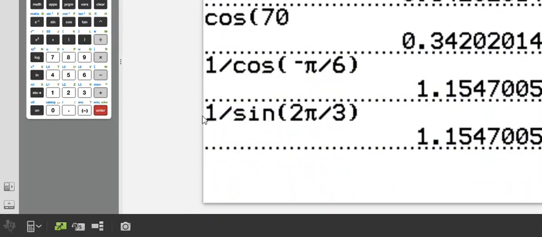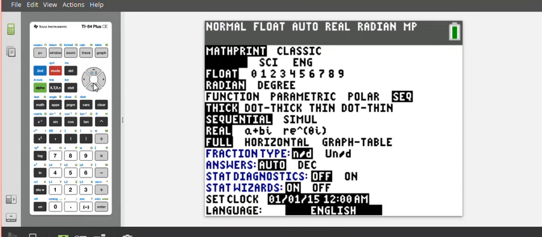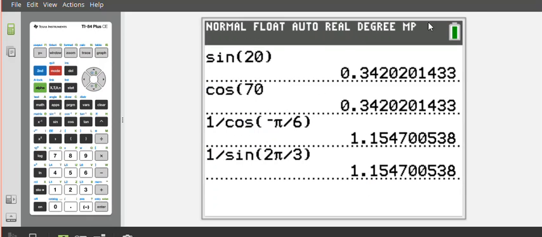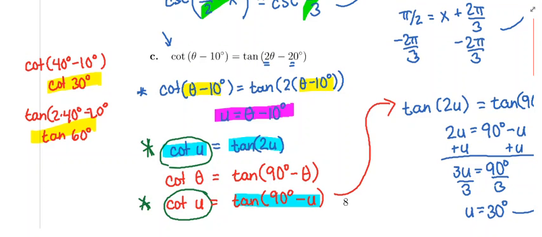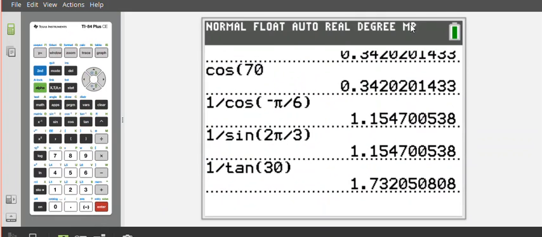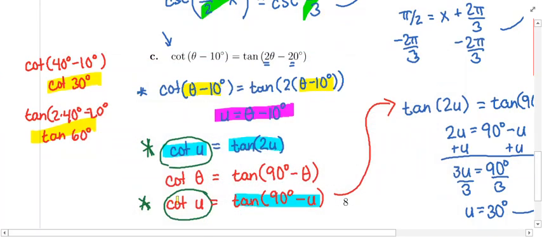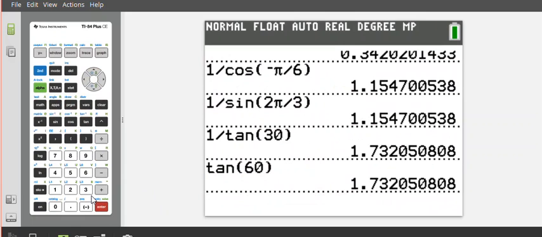So I'm going to go back to degree mode here. All right, so the first thing I'm going to check is the cotangent of 30 degrees. So the cotangent of 30 degrees, that's going to be 1 over the tangent of 30. And then I need to compare that to the tangent of 60 degrees. And I have a match.